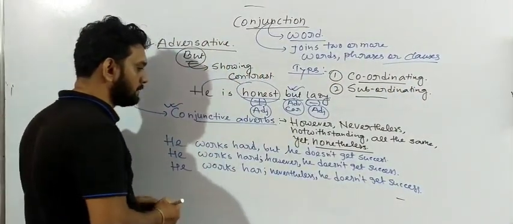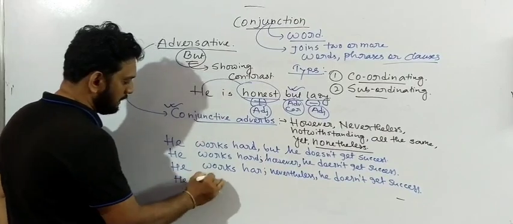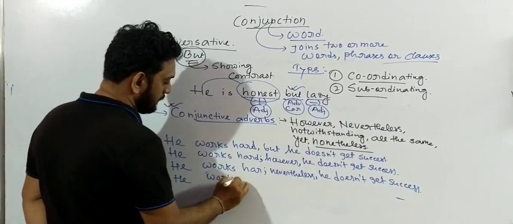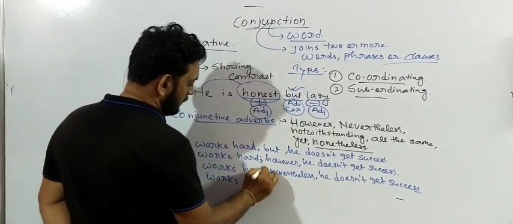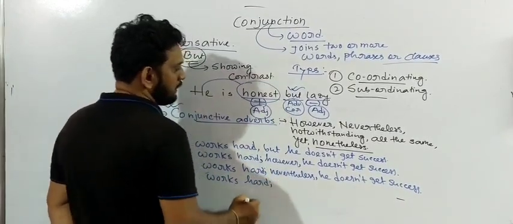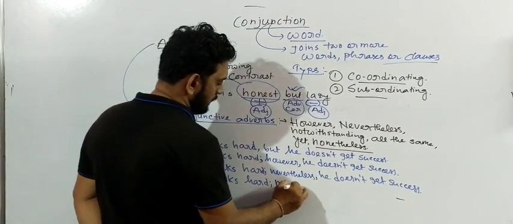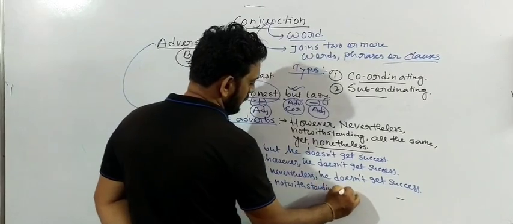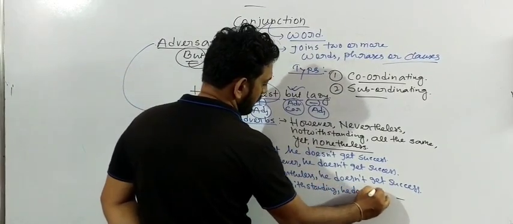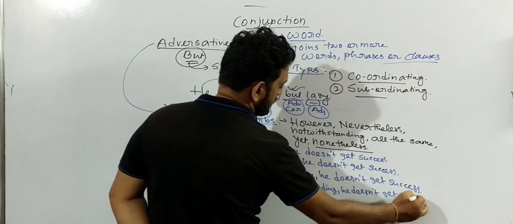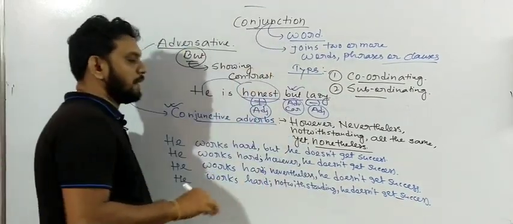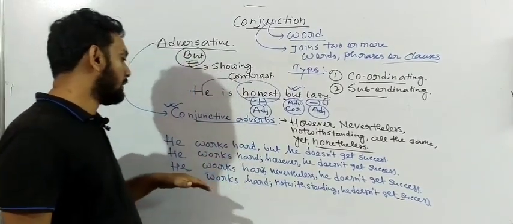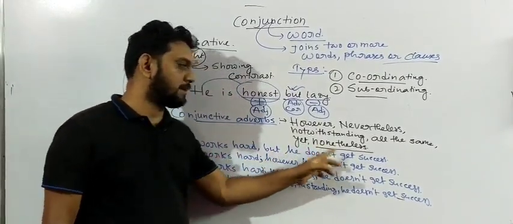We can write also, he works hard, notwithstanding he does not get success. So that means you have already understood the concept. So he works hard. The first sentence I have written: he works hard but he doesn't get success.